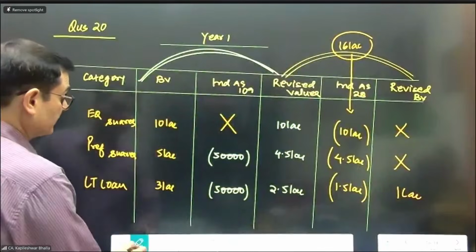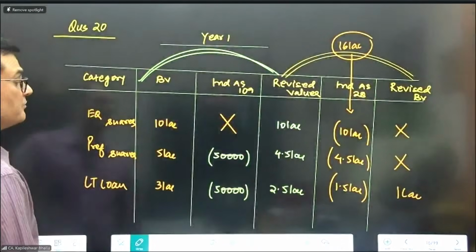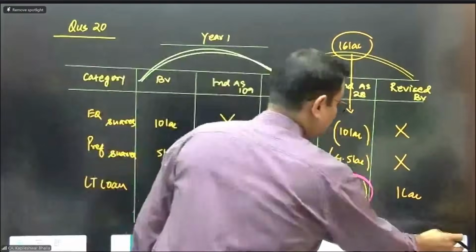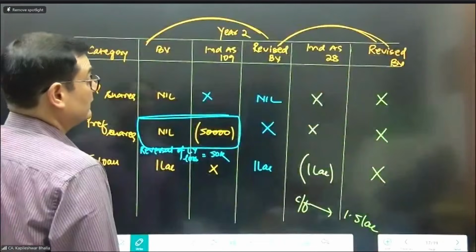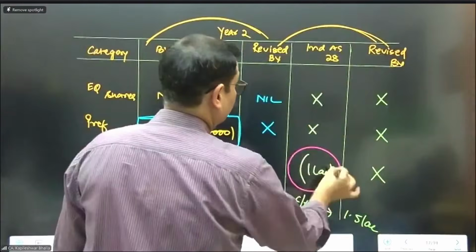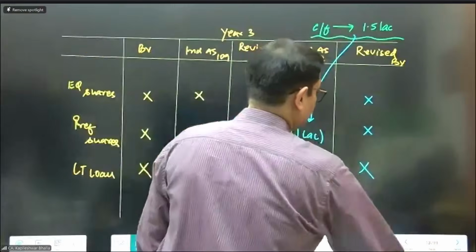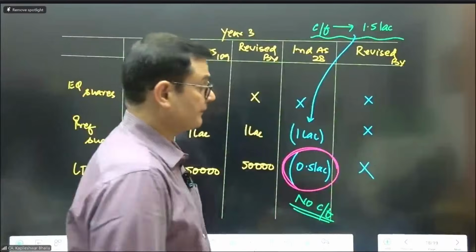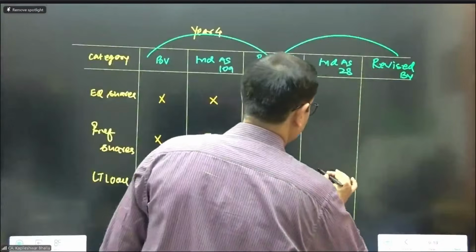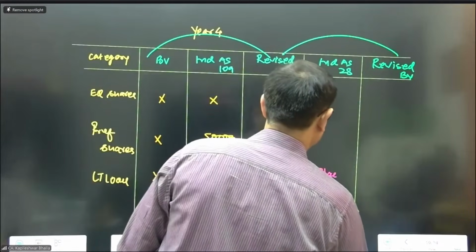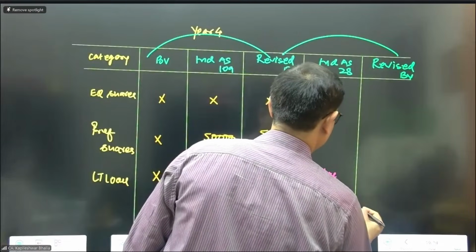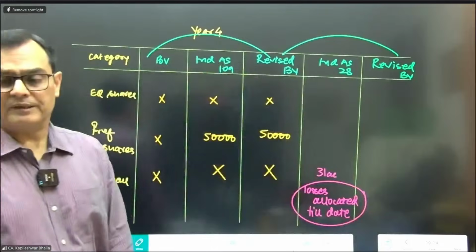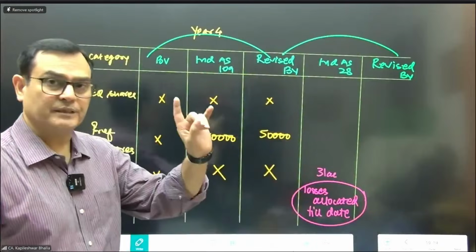So let's take the calculations in terms of year number 1. In the first year, you allocated a loss of 1.5. Then in the second year, you allocated a loss of 1, which makes it 2.5. And then in the third year, you allocated a loss of 0.5. That makes it 3 lakh. So the total losses allocated till date is 3 lakh. So we will basically reverse them, give them a gain to the extent of losses allocated till date.